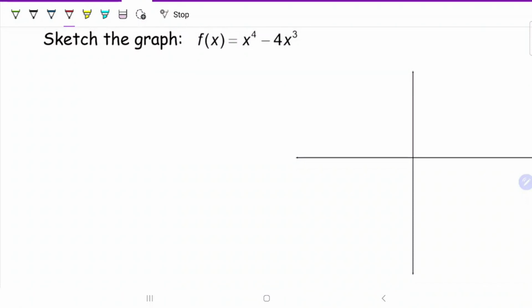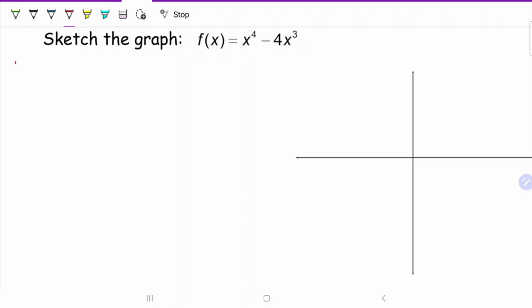All right, so welcome to this video. And here we're just continuing with the idea of sketching graphs. So here we've got a function, x to the 4 minus 4x to the 3. It does look like a little complex function, so let's see if we're able to sketch that.